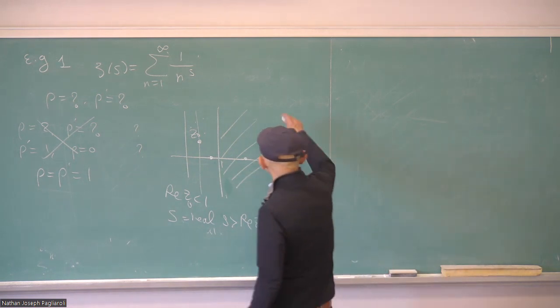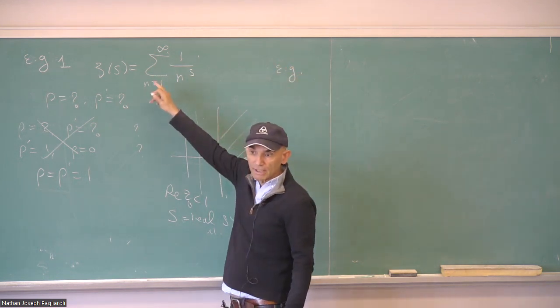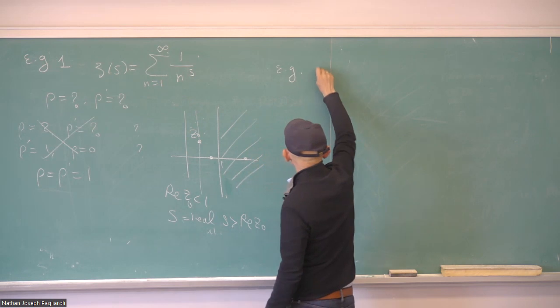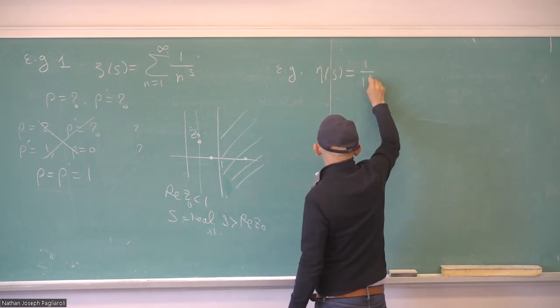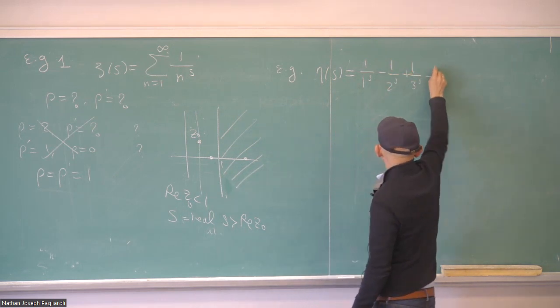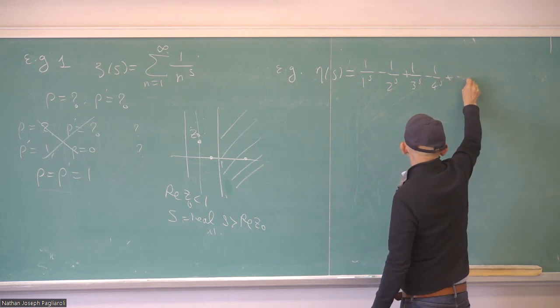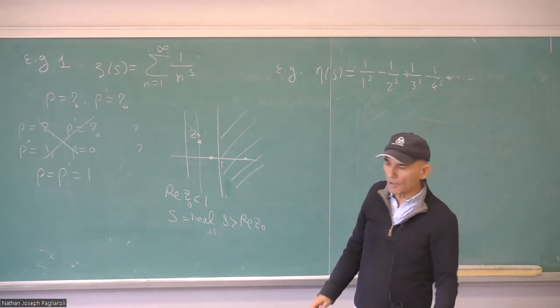So example 2. Let's look at the alternating version of this. Maybe eta of s equal to 1 over 1 to the s, minus 1 over 2 to the s, plus 1 over 3 to the s, minus 1 over 4 to the s, and so on. So what is rho prime in this case?